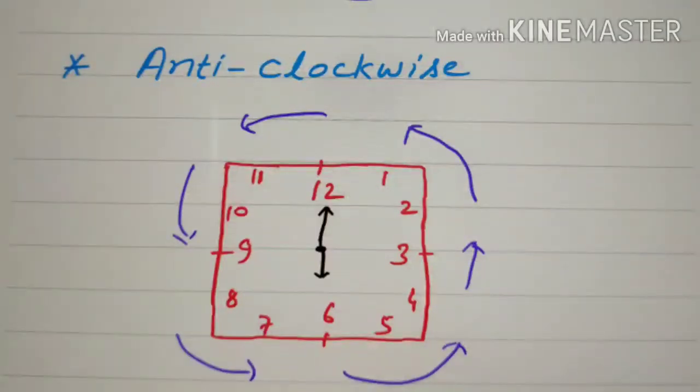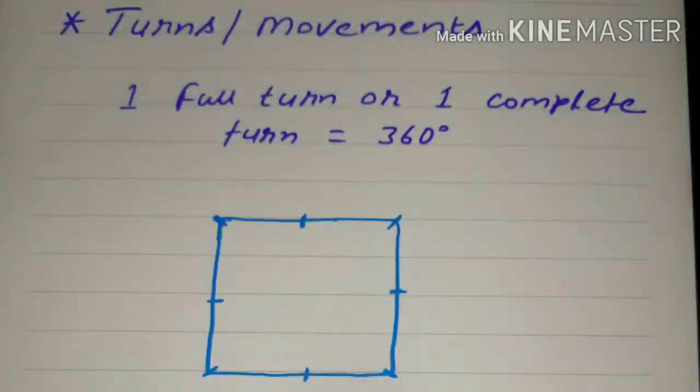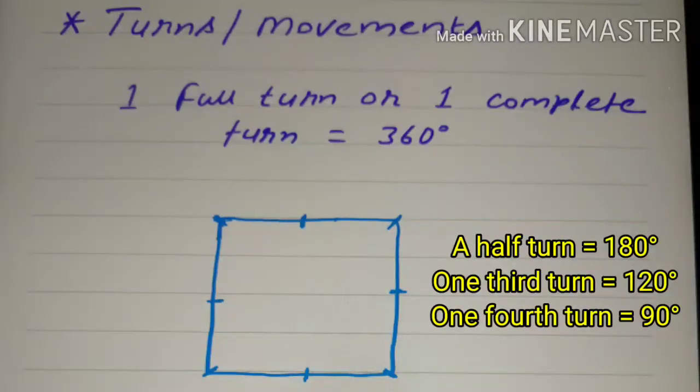Now know about the turns. A complete turn means 360 degree. As you know from your previous class, chapter number 2, shapes and angles, the angle whose measurement is 360 degree is called a complete angle. A half turn means 180 degree, because half of 360 is 180. A 1/3 turn means 120 degree, because when we divide 360 by 3, it is 120. And a 1/4 turn means 90 degree, because when we divide 360 by 4, it is 90.